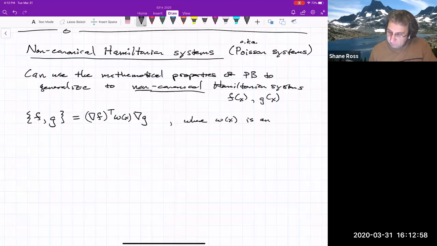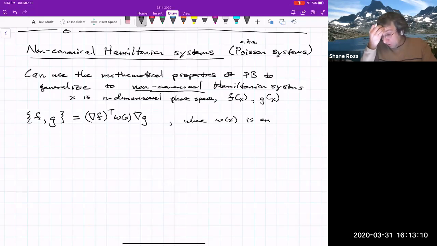So x is an n-dimensional phase space. It's not the number of degrees of freedom, it is the dimension of the phase space. Now, omega x is an n by n matrix called the Poisson matrix.